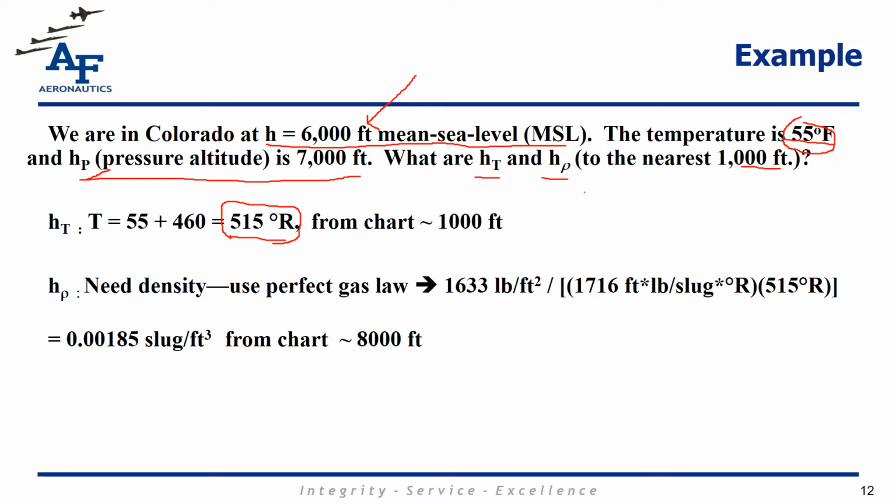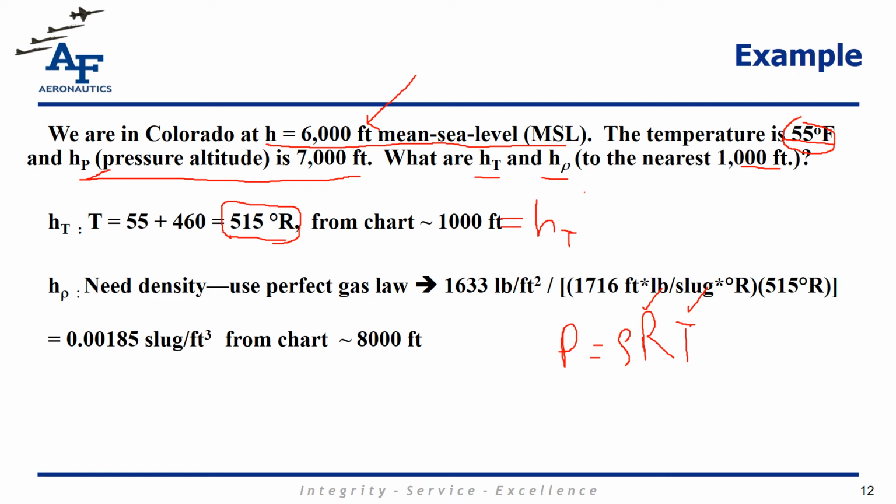So what is this value? This is equal to H sub T, or the temperature altitude. All right, how do we solve for the density altitude? Well, what do we need first? We need the perfect gas law. P is equal to rho R T. Well, we just solved for temperature. The gas constant for air is from the back of the book. Please make sure you use the right one, Aiden.